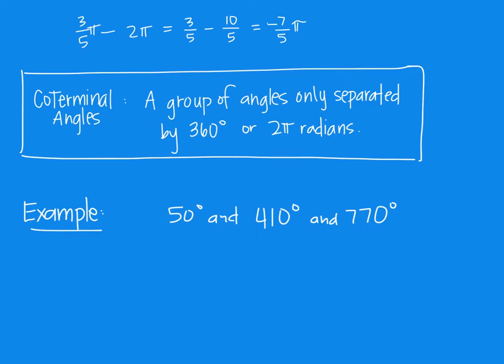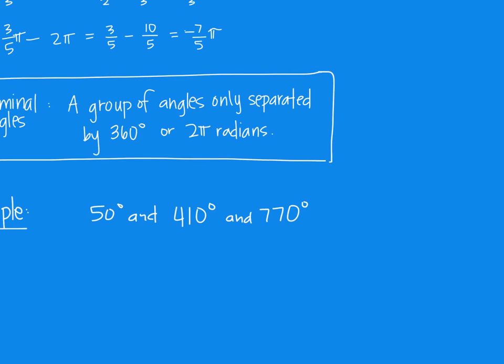Okay, why? Okay, well, what's the separation between negative 310 and any one of those other ones? Between negative 310 and 50 is 360 degrees. And so negative 310 gets to join the group. These are called a coterminal group.